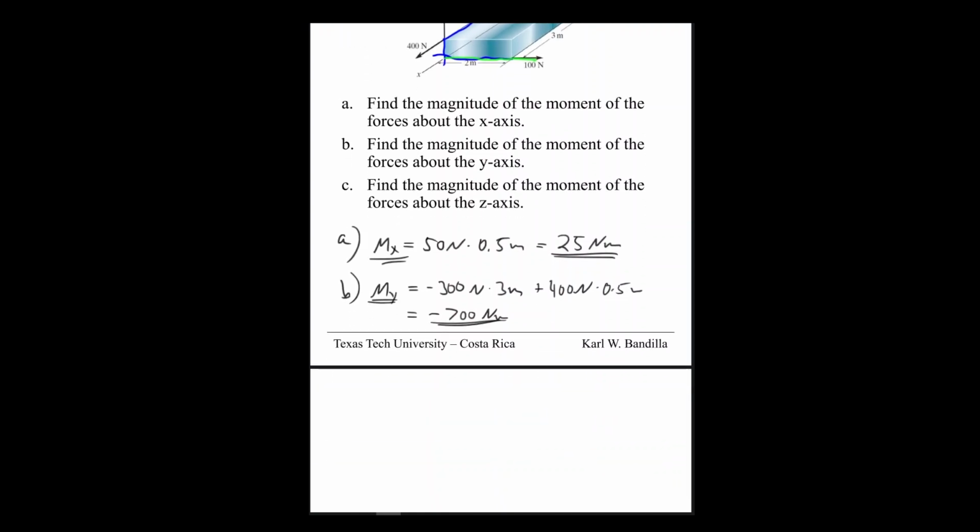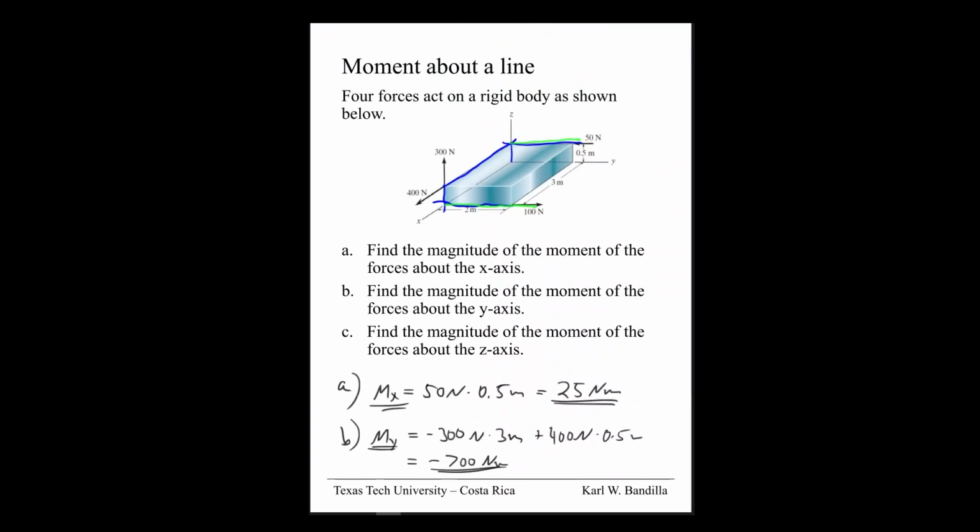And then the last one, about the z-axis. So let's do that maybe in red. The z-axis goes straight up, so this one is parallel, 0. This one goes through the z-axis. That one goes through the z-axis. So the only one left is the 100 Newton down here.